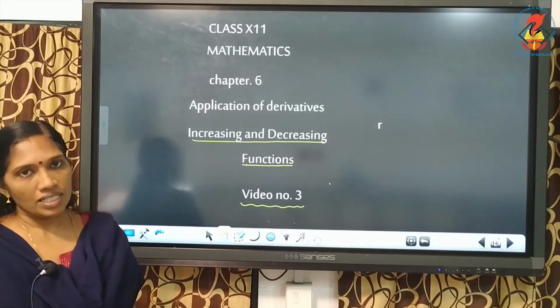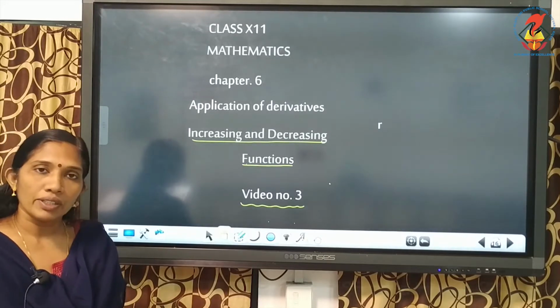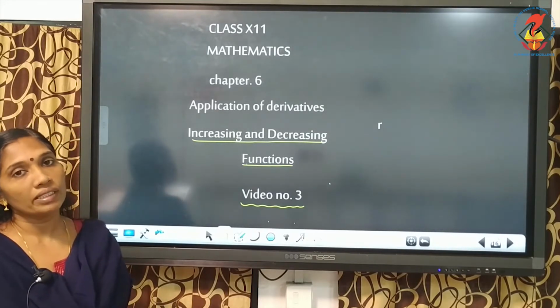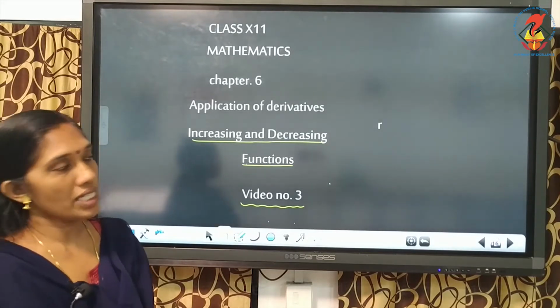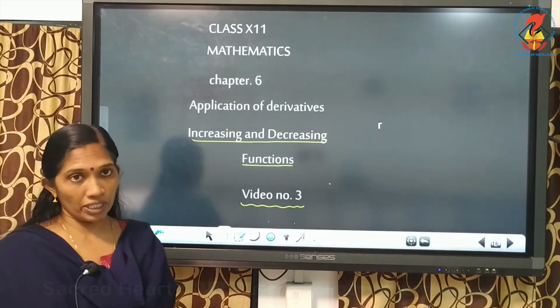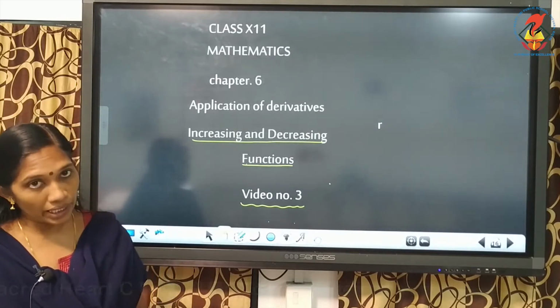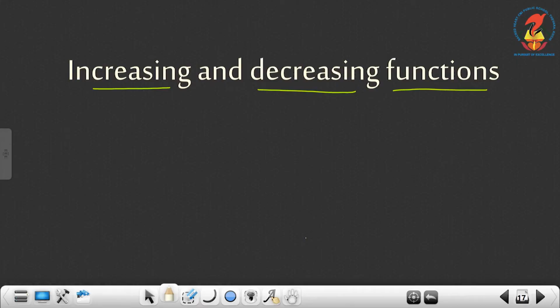Children, in the last class we have studied what is the application of derivative. We can use the derivative for finding rate of change of quantities. Here the second application is we can use derivative for finding whether the given function is increasing or decreasing or not. So, increasing and decreasing functions.